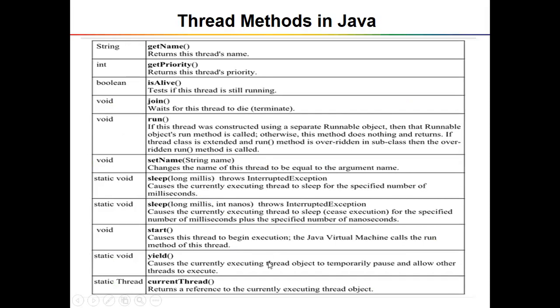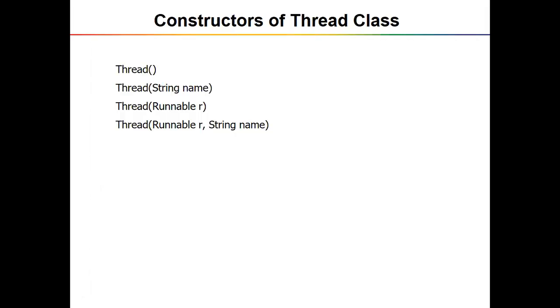Then the sleep method is there. It causes the currently executing thread to sleep for a specified number of milliseconds. And then the start method, as we have seen already, causes the thread to begin execution. Then the yield method causes the currently executing thread object to temporarily pause and allow other threads to execute. currentThread is a method. It returns a reference to the currently executing thread object.